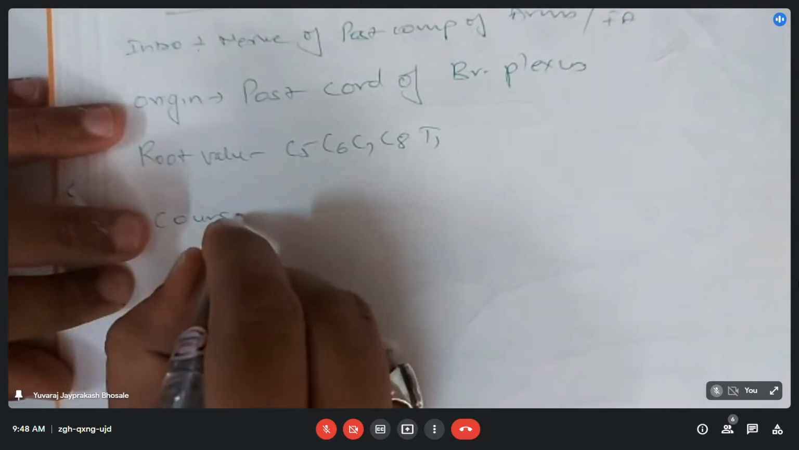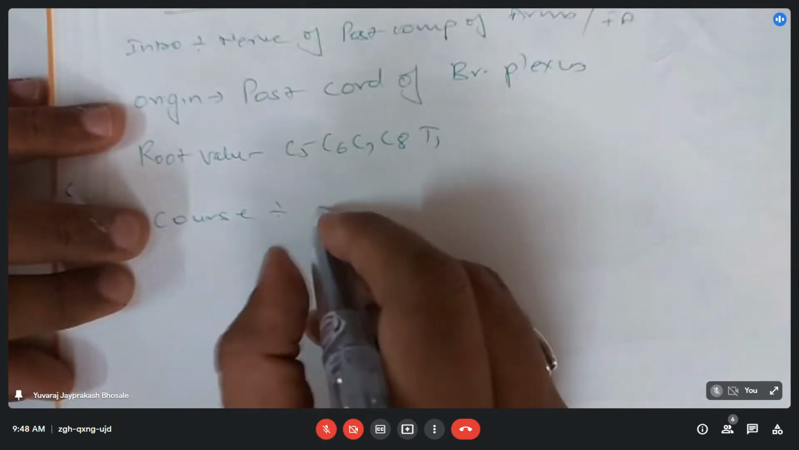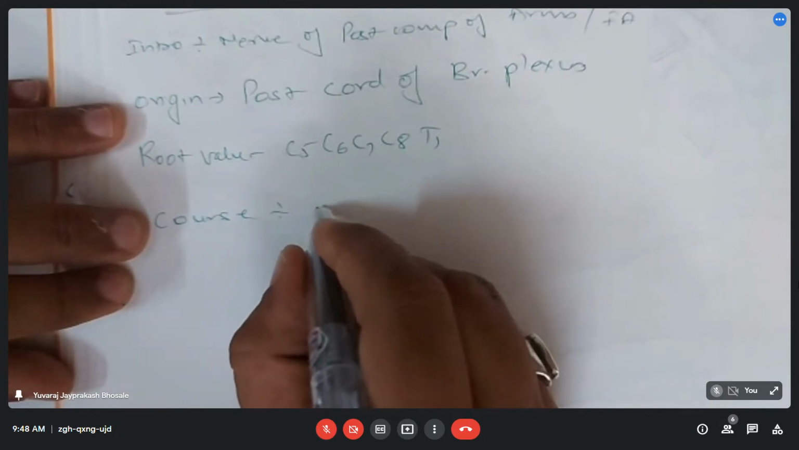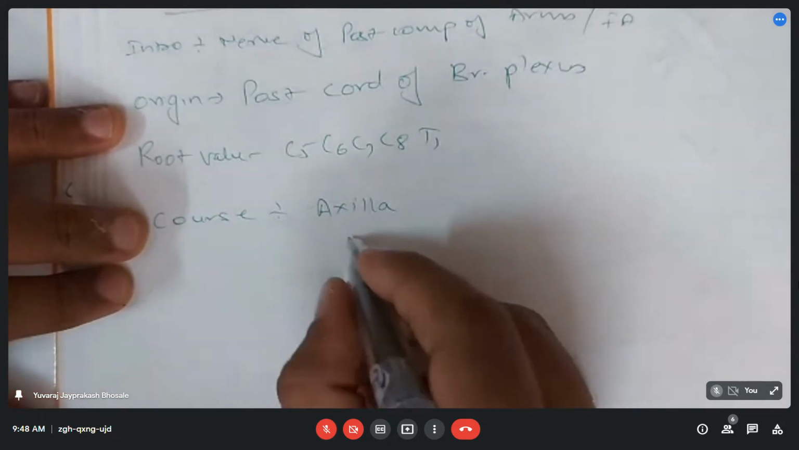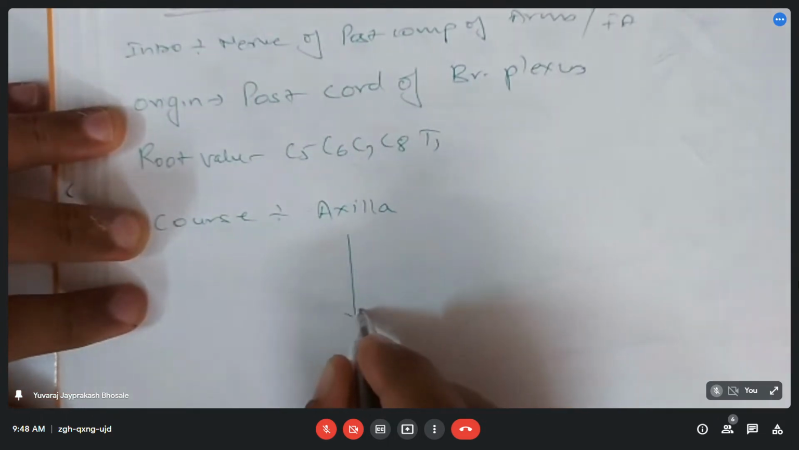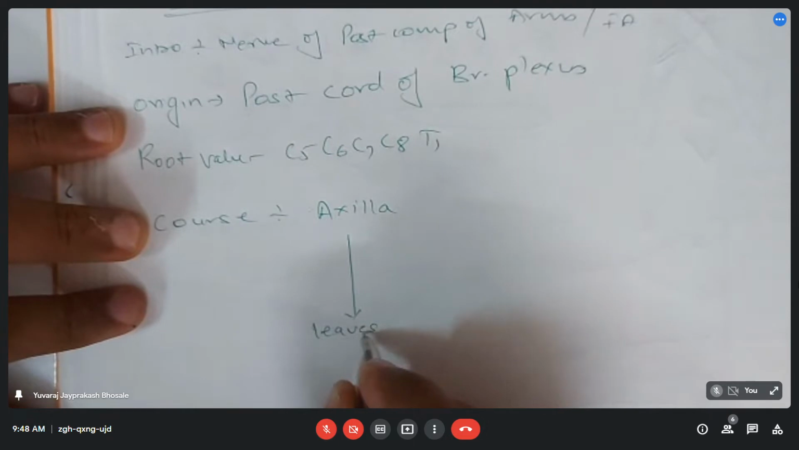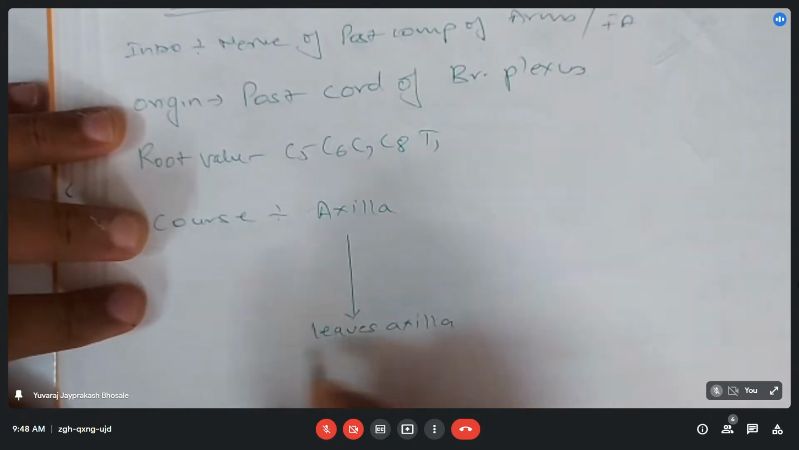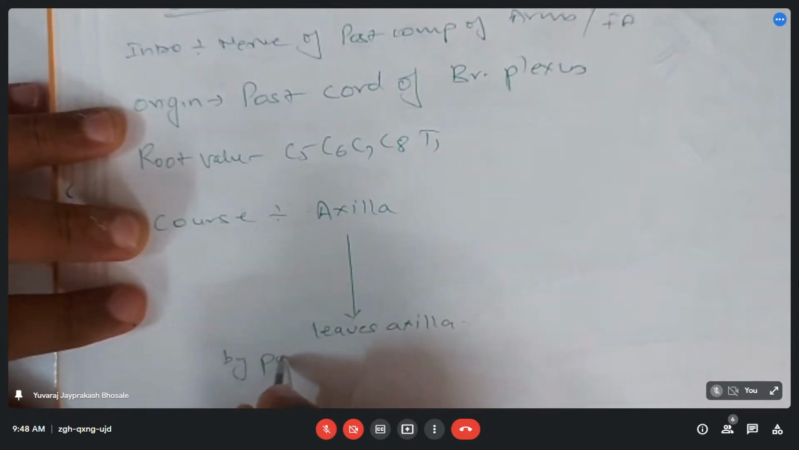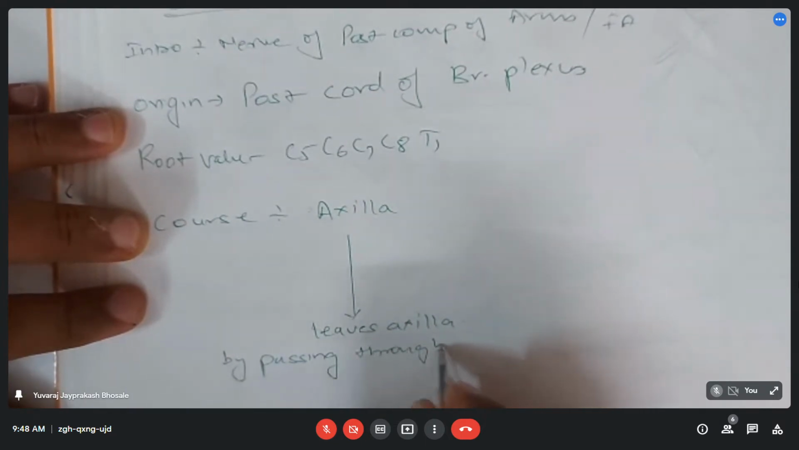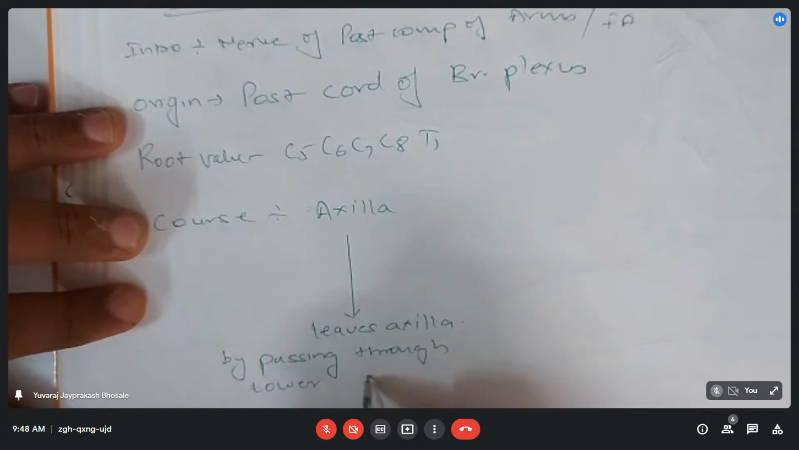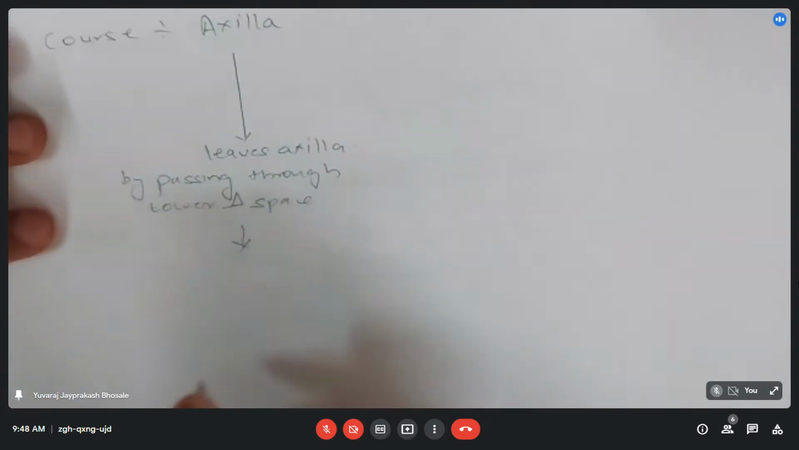Course and relations. It starts in the axilla. Then it leaves the axilla by passing through the lower triangular space.